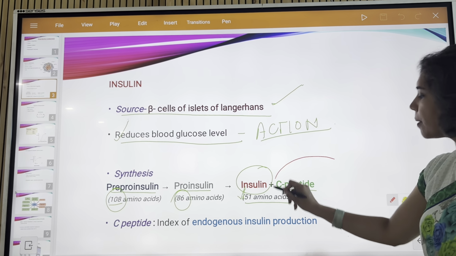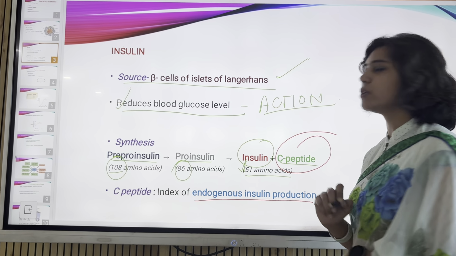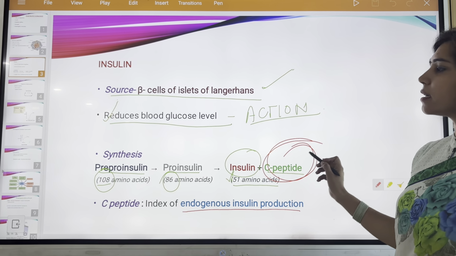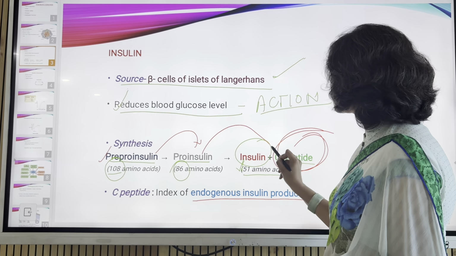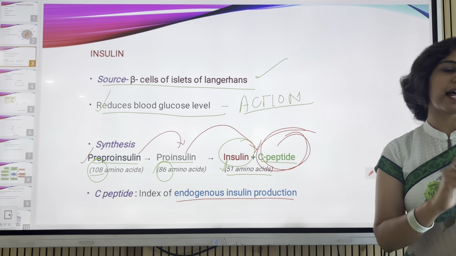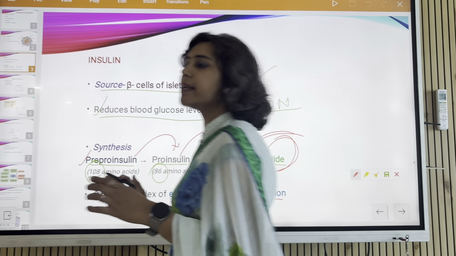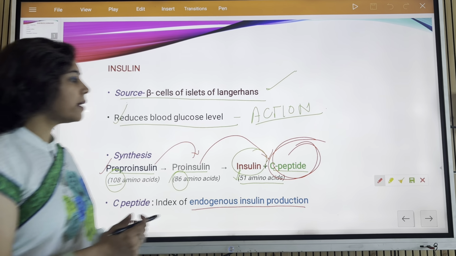Now what is the C-peptide? C-peptide is an index of endogenous insulin production. Because where does the C-peptide come from? It comes from pre-proinsulin, which is converted to proinsulin, and this proinsulin yields insulin as well as C-peptide. So measuring the levels of C-peptide can give us an idea about the production of insulin. Okay.